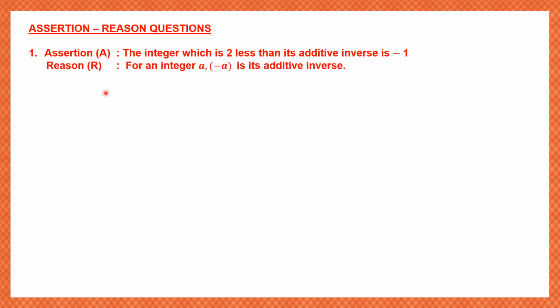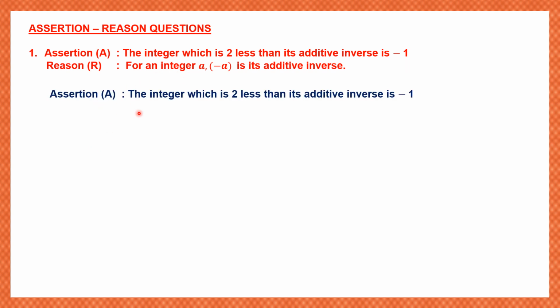Now what we have to do is find the relation between the two statements, following the four options given to us. Let's begin with the assertion. What does the assertion say? The integer which is 2 less than its additive inverse is negative 1. Okay, so let's write that down.